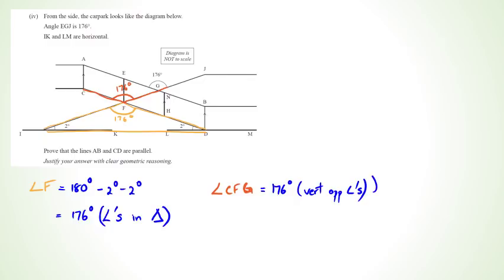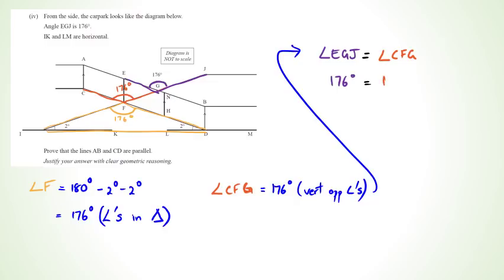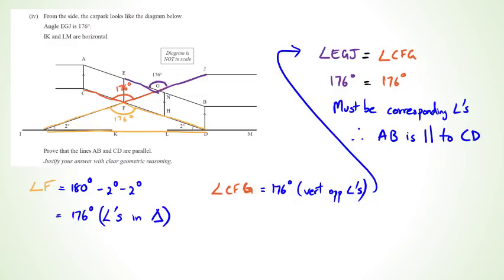Now, if angle CFG is 176 degrees, which is this one here, I'm going to continue the working here, guys. I need a different color. All right, I got this color here. EGJ. So because angle EGJ equals the orange angle, which is angle CFG, notice that they're both 176 degrees. And because both angles are the same, that means they must be corresponding angles. Therefore, AB is parallel to CD. I think that's how you prove it.